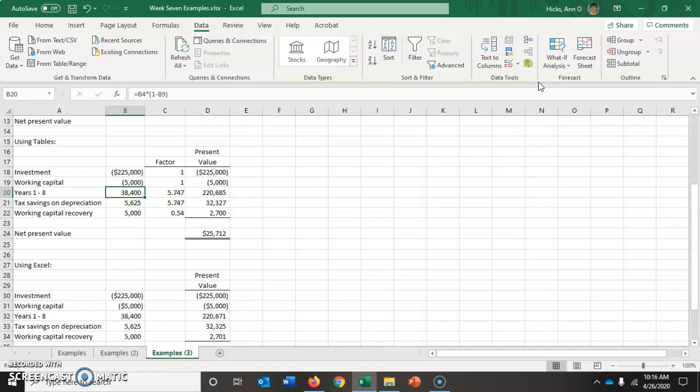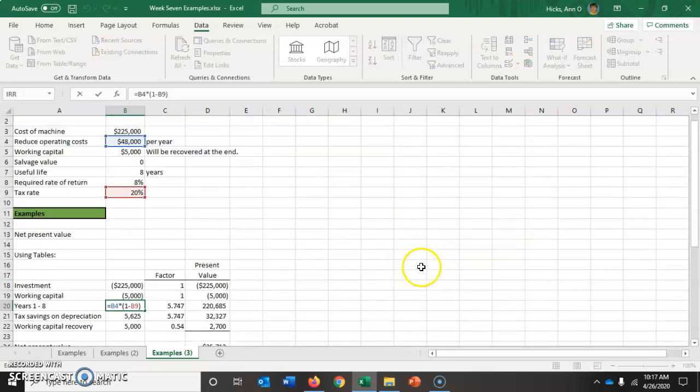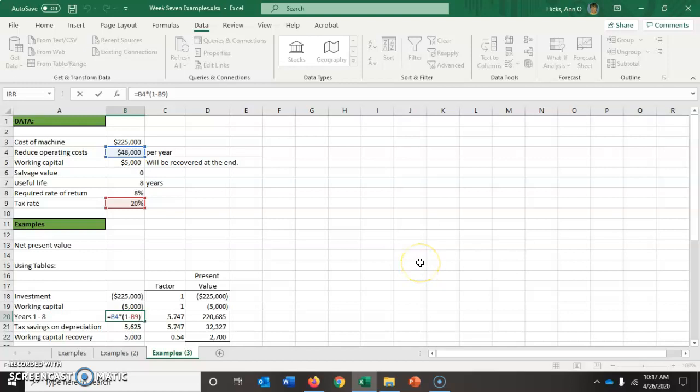Notice that the savings, when you take into consideration taxes, are less per year. So what I've done here is I have taken the 48,000 and multiplied it by 1 minus the tax rate. Because if we are going to have to pay taxes on that savings, then that will reduce the earnings per year. And so now we're looking at $38,400 per year.